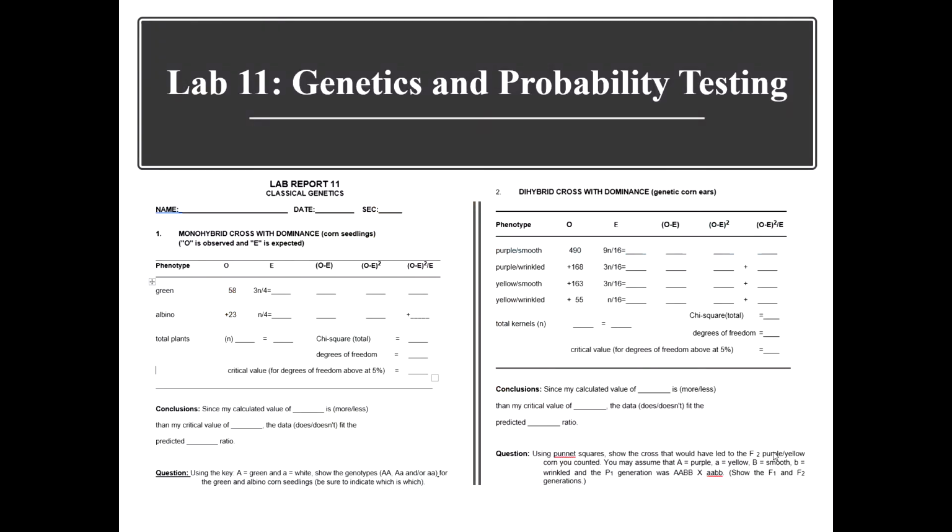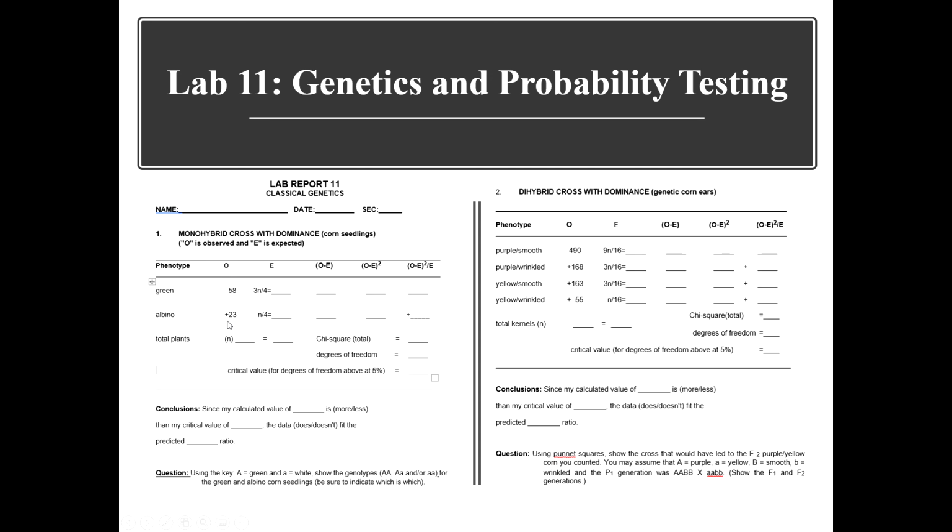So that's meiosis. That's lab 10. Now, lab 11, let me talk a little bit about this. In this case, we would normally be counting some corn seedlings for the first part, and then we would be counting some seeds on genetic corn ears in a second part. But instead, I'm actually giving you the data here and also when you go online. So this is all online now. When you go online, I'm giving you the data, and this is under the O column for observed.